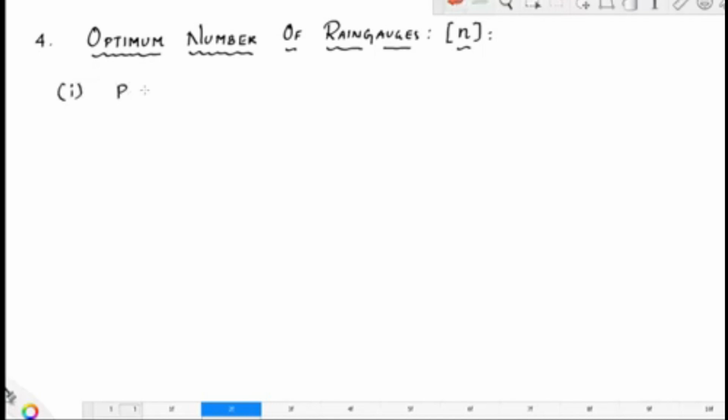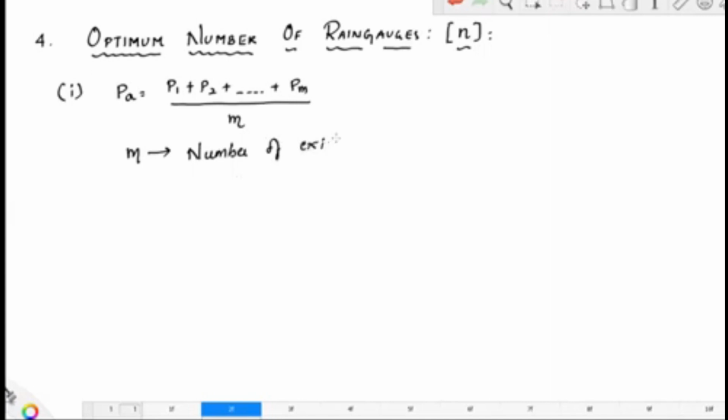PA, average rainfall is equal to P1 plus P2 till PM divided by M, where M is representing your number of existing rain gauges.